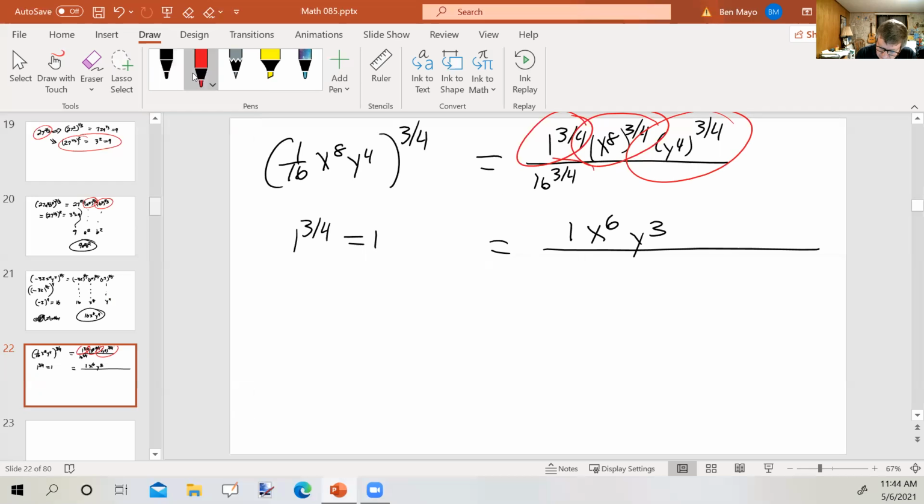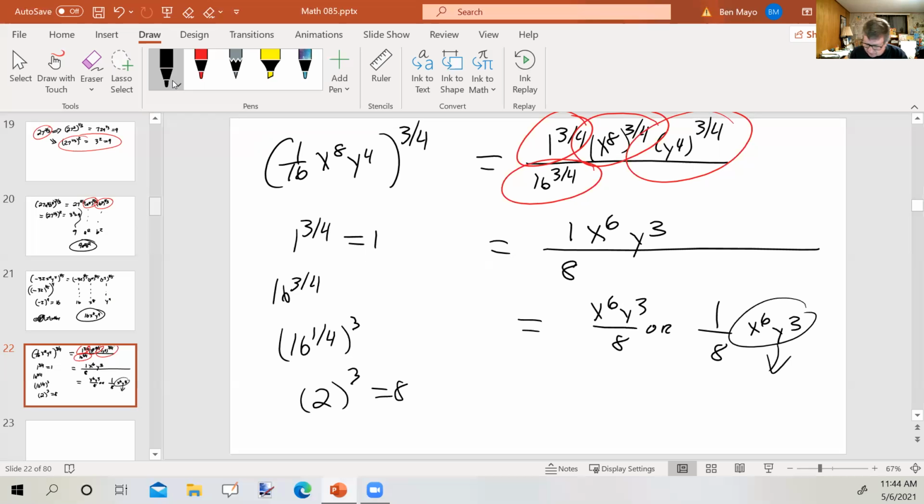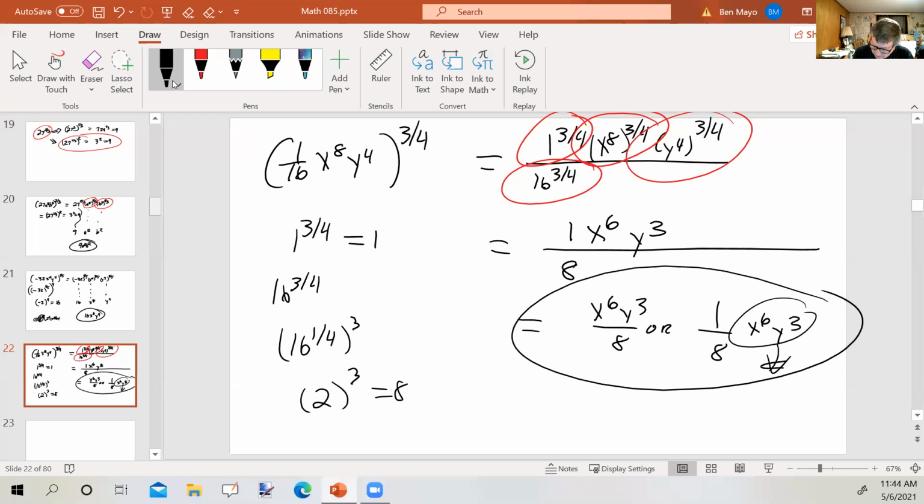And then in the denominator, let's see, 16 to the 3/4 power. Let's do the root and then the power. The 4th root of 16 is 2. 2 cubed is 8. So we get that answer. And we could write it like this or like this. Make sure these don't get sucked down underneath as a denominator. Either way, you don't want it to be down too low.